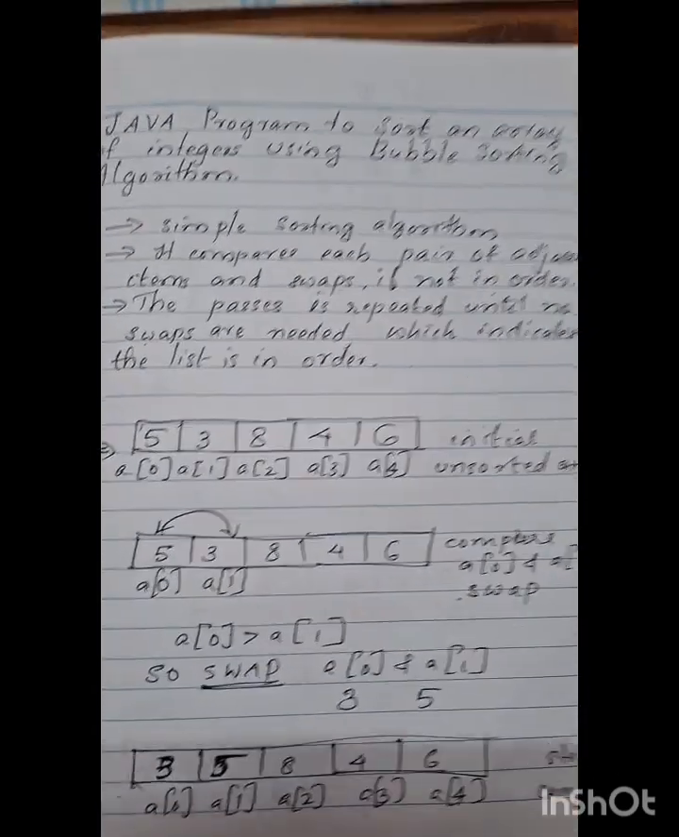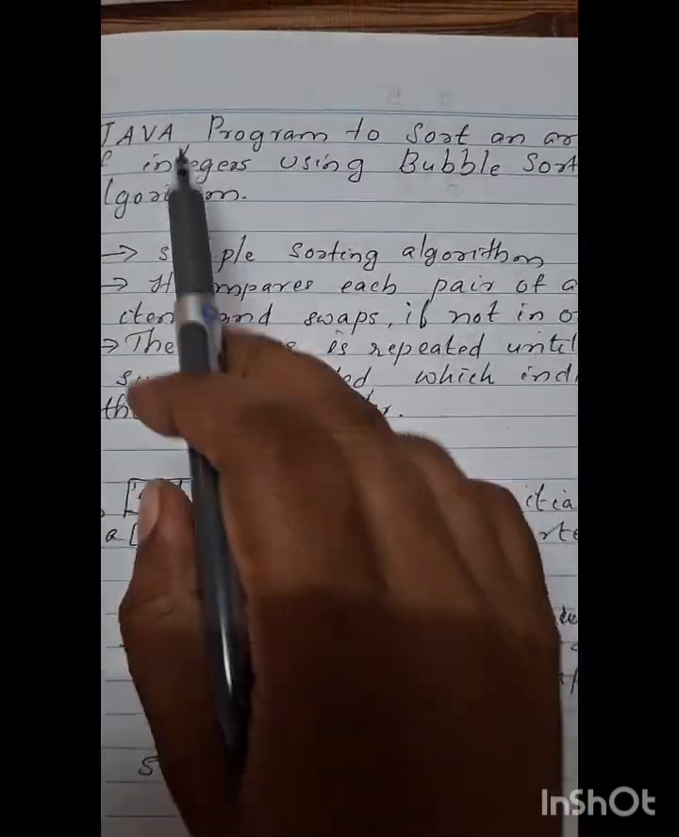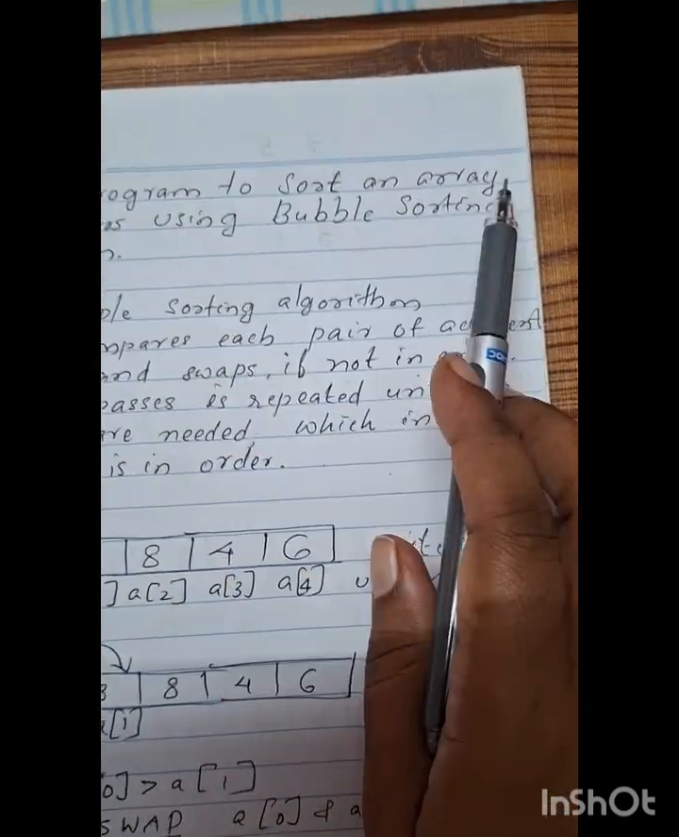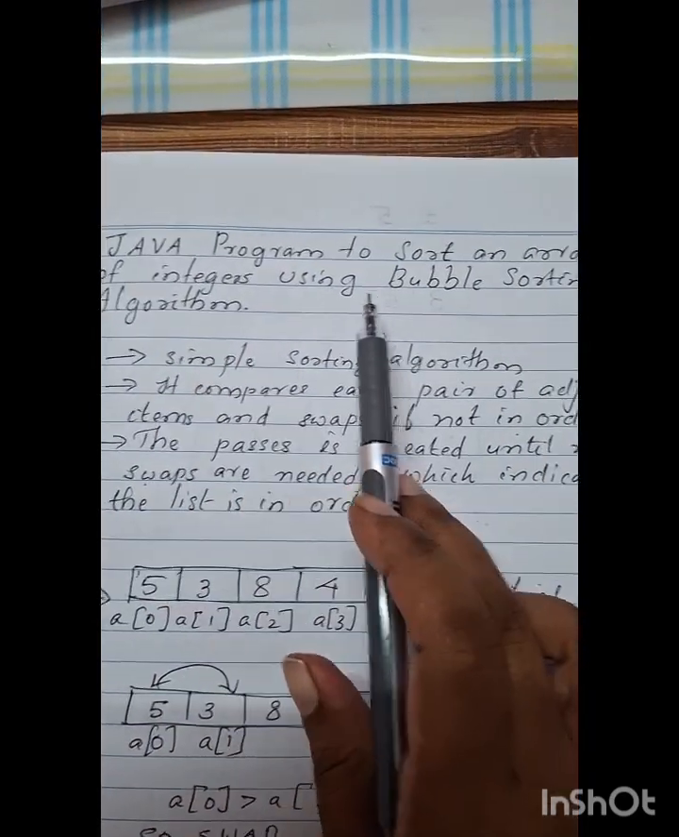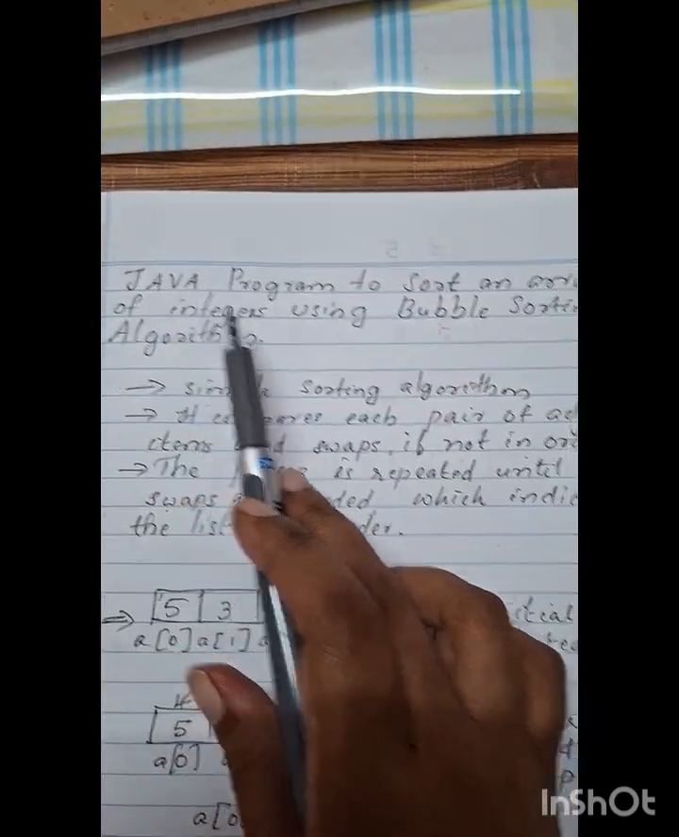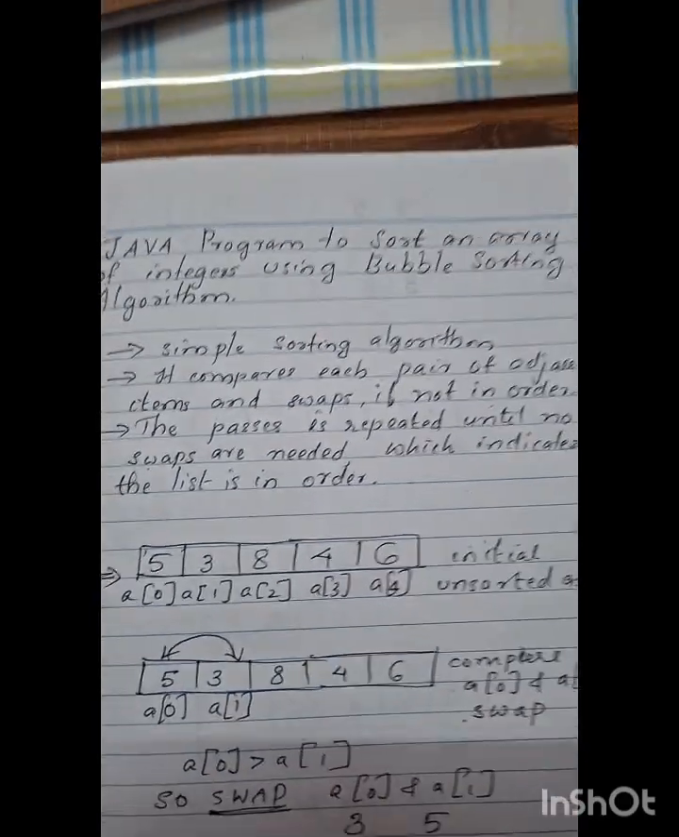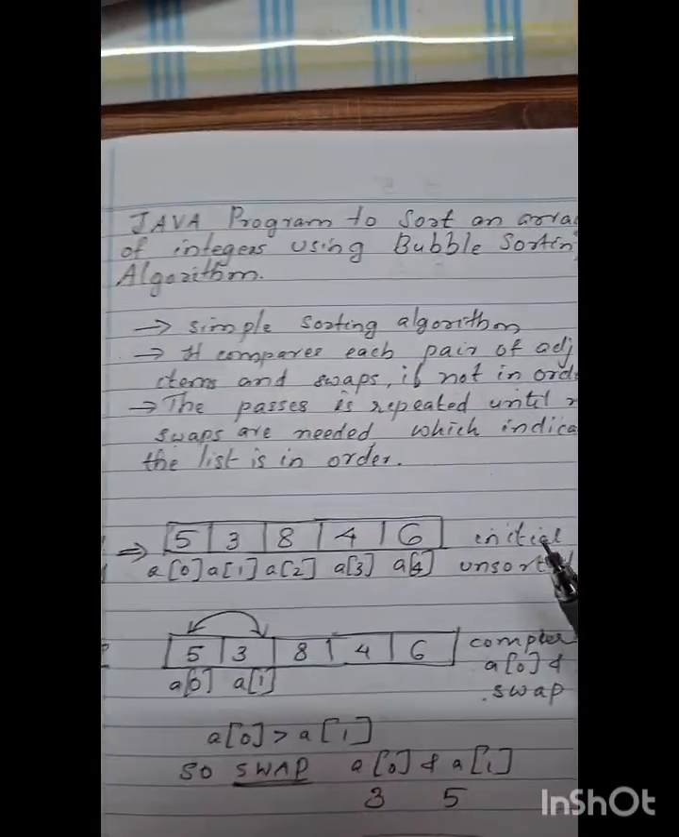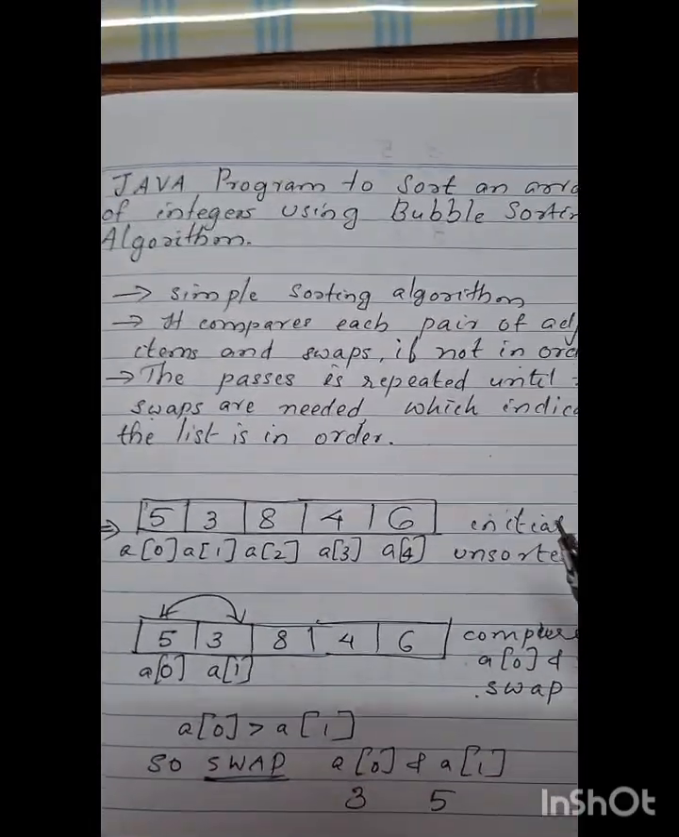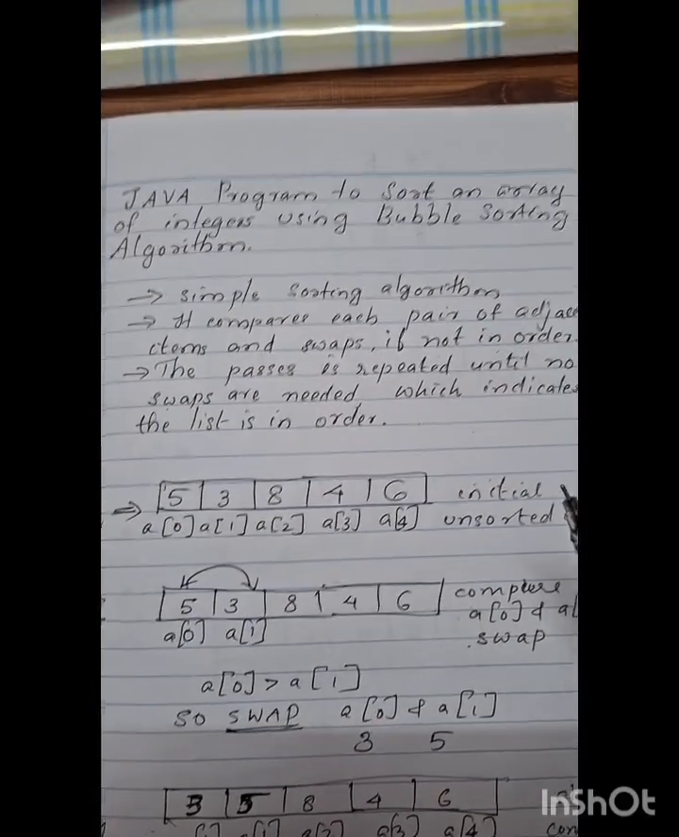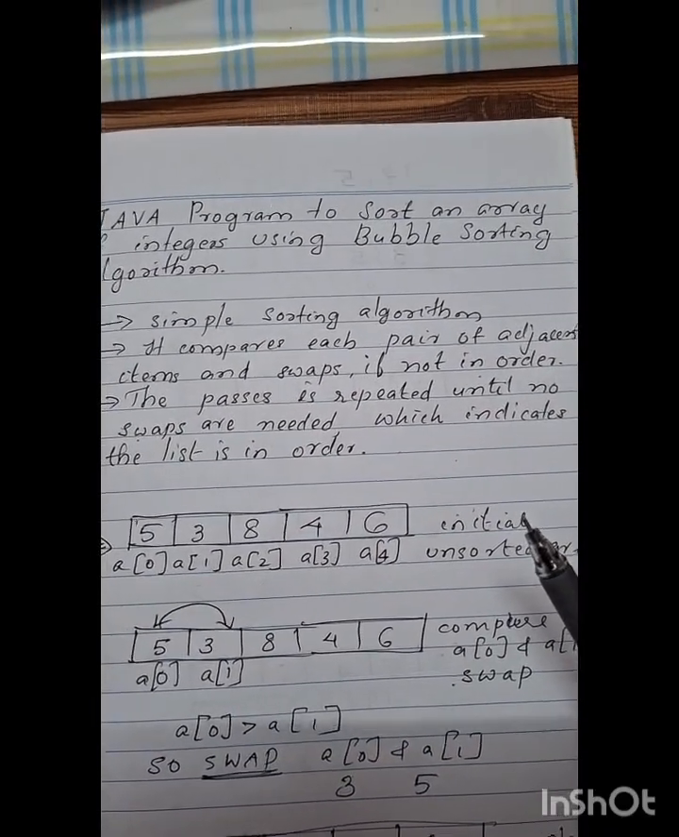Hello friends, today I am going to explain the Java program to sort an array of integers using the bubble sorting algorithm. Bubble sorting is an important, very simple, basic sorting algorithm. Here I am going to explain how this bubble sorting works.